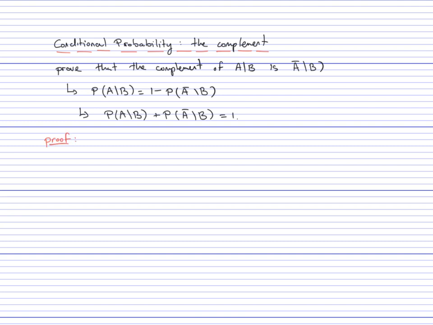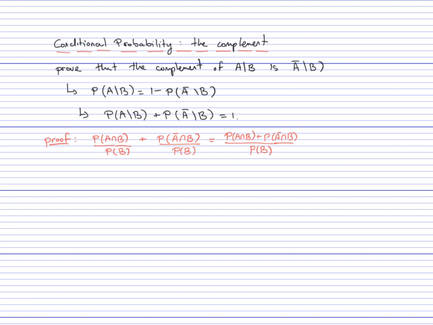So what is the probability of A given B? If we use the definition, that's the probability of A and B over the probability of B. And what is the probability of the complement of A given B? That's the probability of the complement of A and B, again by using the definition, over the probability of B. Okay, so they have exactly the same denominator, and therefore we can write it as the probability of A and B plus the probability of the complement of A and B, all of that over the probability of B.